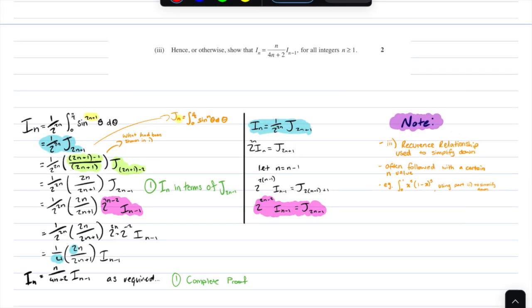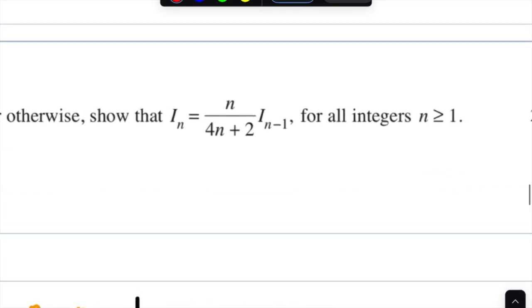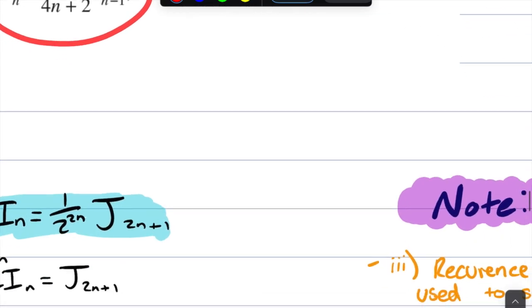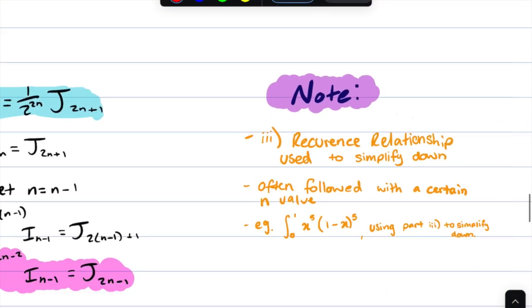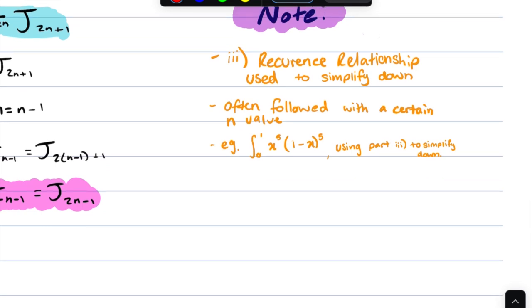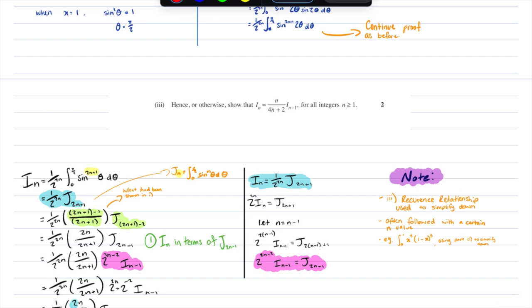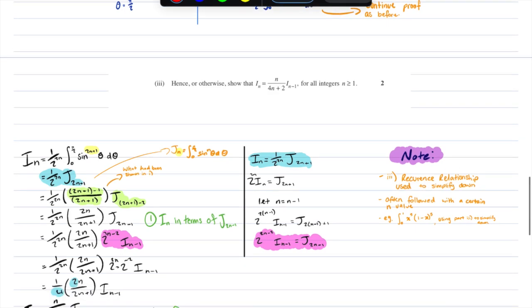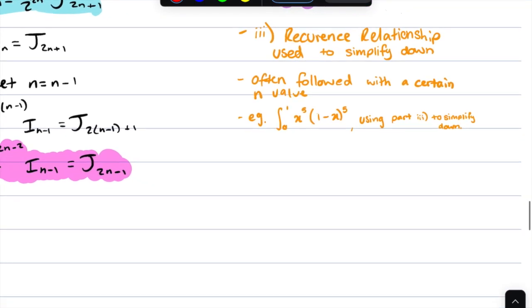That we use our recurrence relationships to simplify down, which is what this is. It is a recurrence relationship. It is often followed with a certain n value question, where it would be given, in this case, a part 4, where, say, we're given this expression here of I_n. We can say that we know that I_n is equal to this term, given we had already used part 3, and simplify down by subbing in n equals 5 here, simplifying it down to something that we can integrate and answer the question with.